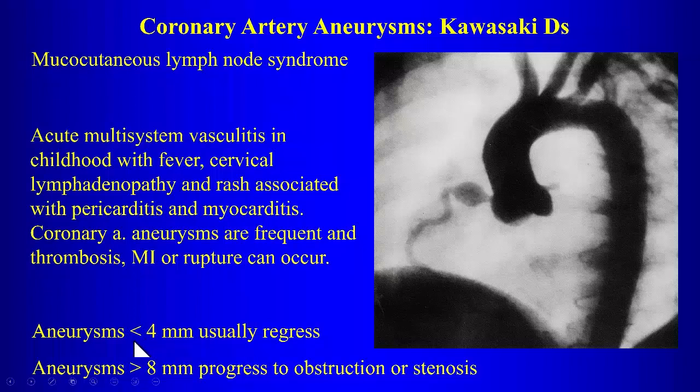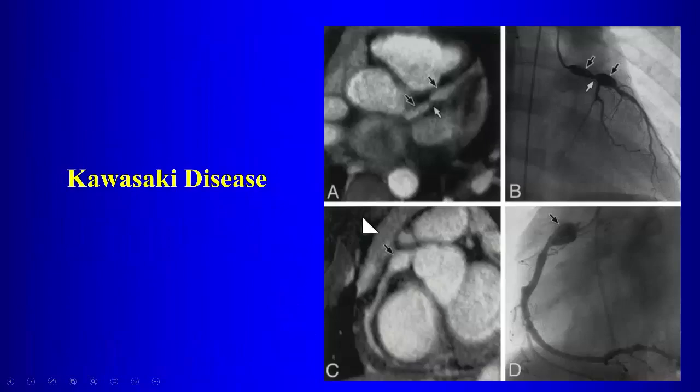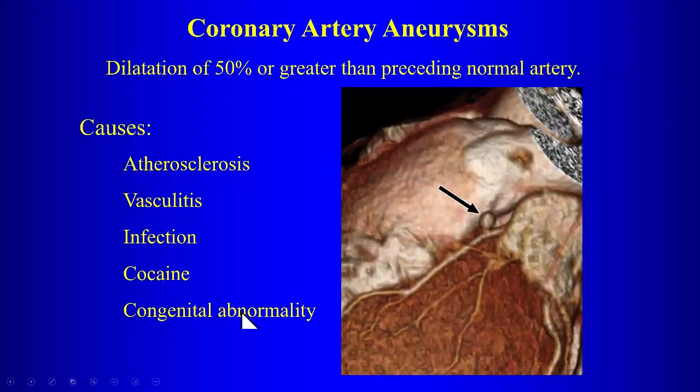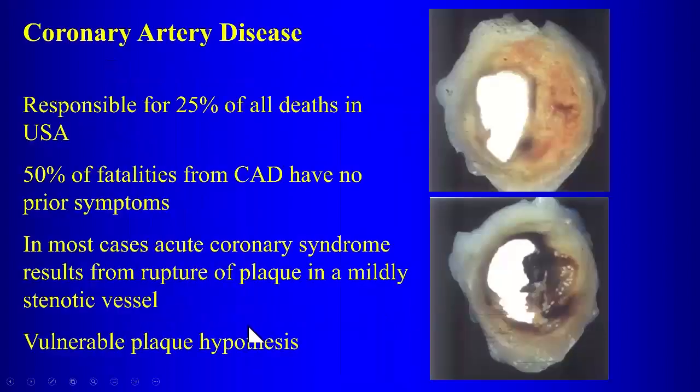The size of the aneurysm is important. Less than 4 millimeters, they usually regress. Greater than 8 millimeters, though, they can progress to obstruction or stenosis. And think about it, if you have a young person or multiple coronary artery aneurysms in a young person, we think of Kawasaki disease. The definition of an aneurysm is dilatation 50% or greater than the preceding normal artery. Causes: atherosclerosis, vasculitis, infection, cocaine, congenital, and AV fistulas can do that also.